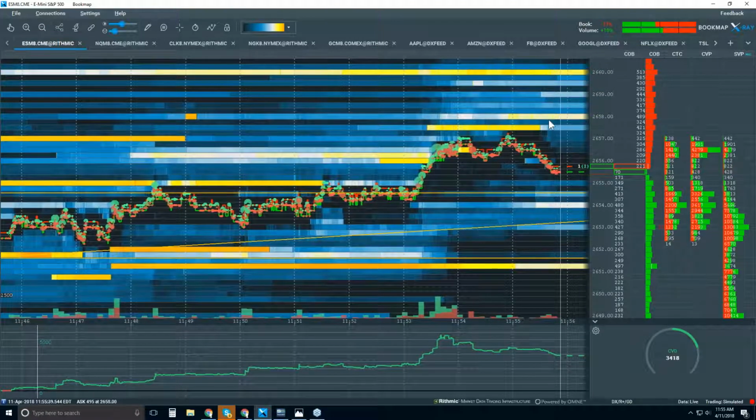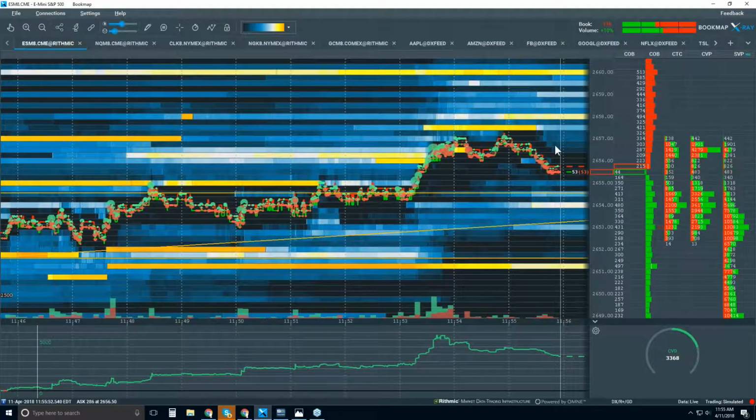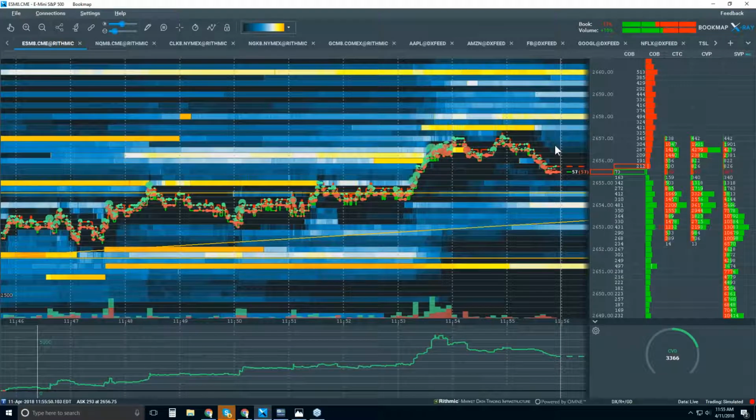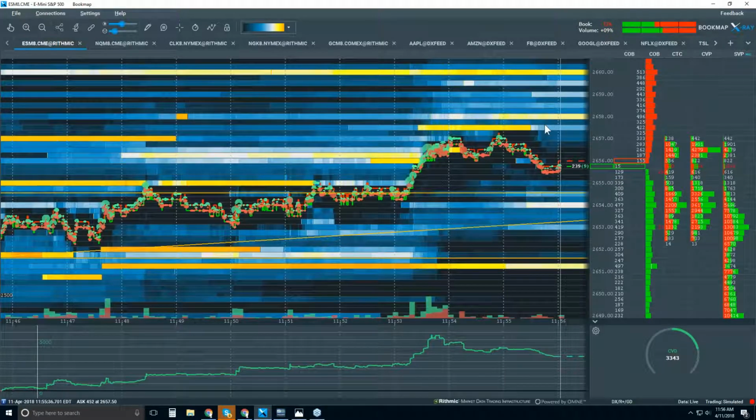All right, now let's see if we can get these guys on that offer to lower it as well. More supply at lower areas, lower prices. Okay, more selling here as well.